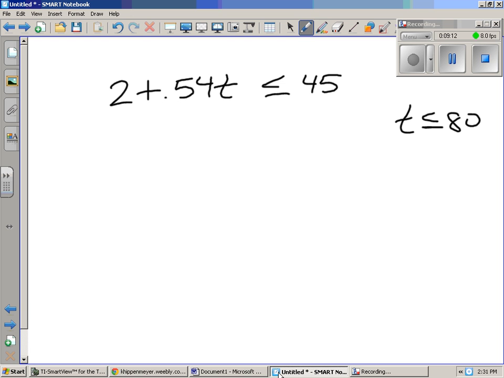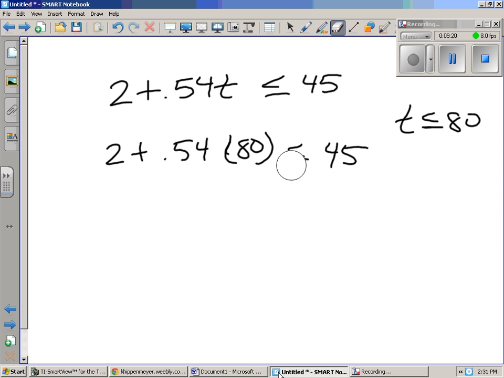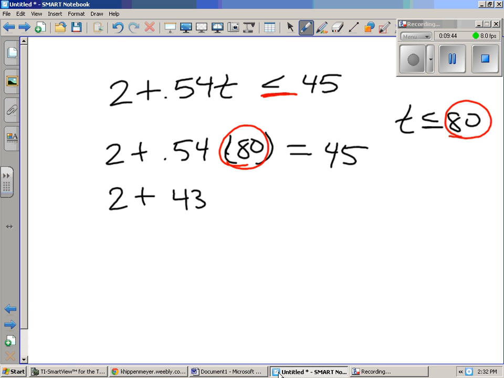So the first step is to take the 80 and replace this symbol with an equal sign. So we're just focusing on this portion right here, the equal to 45. If it was an exact solution and you plugged in the 80, then the result at the end would be equal to 45. So let's go ahead and multiply 0.54 times 80. And we get 45.2 equals 45. So it's not an exact solution, but it's fairly close.